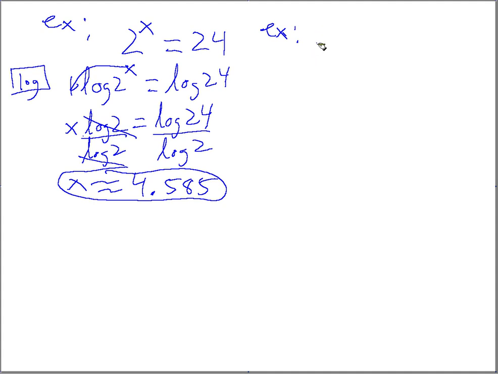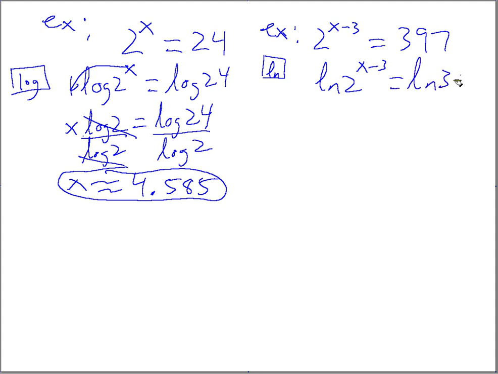What about 2 to the x minus 3 equal to, let's say, 397. All right, pretty big number, but no big deal. Again, the theme is, take the log of both sides, or we can also take the natural log, because we have this ln button on our calculator. Let's take the ln of both sides: natural log of 2 to the x minus 3, ln of 397.